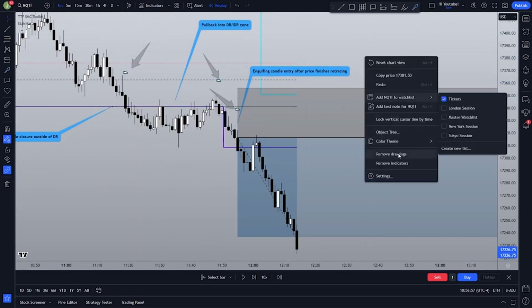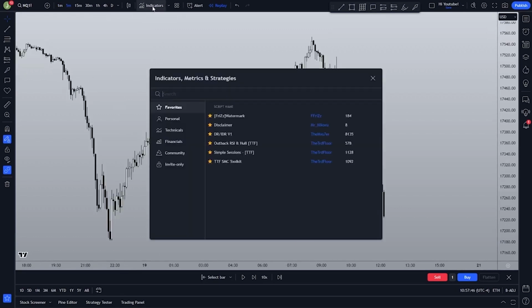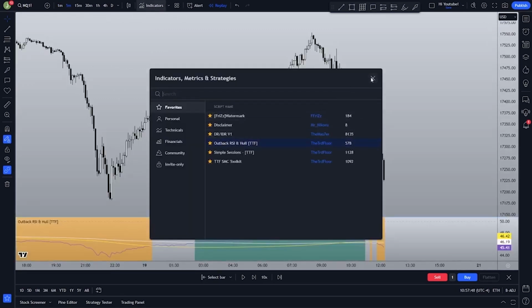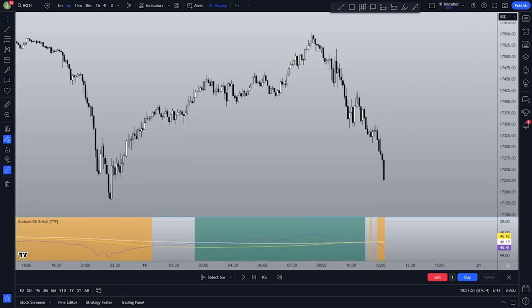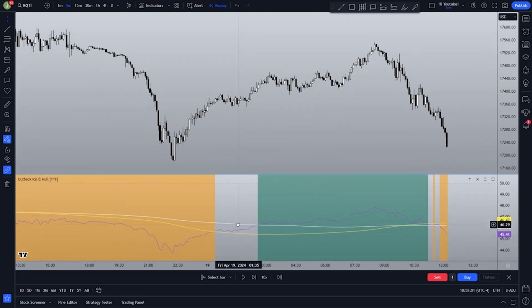Let's move on to another indicator called the Outback RSI and Hull. This is another indicator that we developed here at the trading floor, and it was originally created to be a more manual way of trading the Outback indicator, which is an entry trigger indicator. The visuals on this tool can come off as a little hectic at first, but we're going to make it easier to read while explaining how it works.